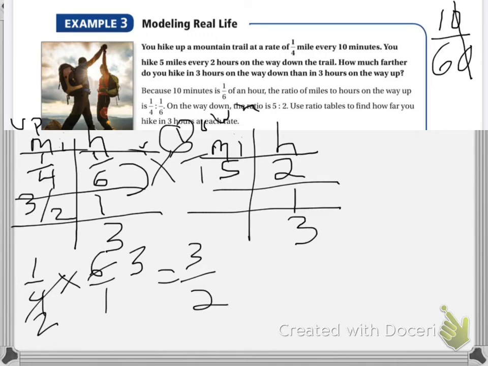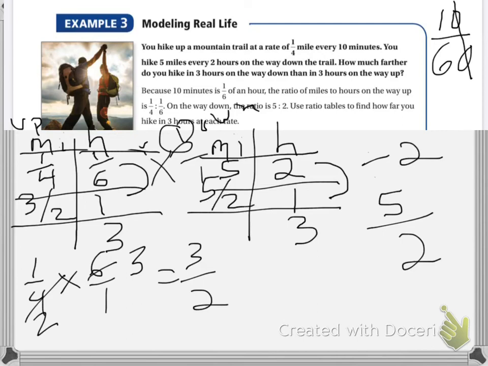And I'm going to do the same exact thing over on this side. I'm going to take it down to the unit rate of 1. But over here, I need to divide by 2, which means I need to take 5 divided by 2. And I'm just going to keep it in fraction form. Since my up is in fraction form, I'm going to keep my down in fraction form as well.